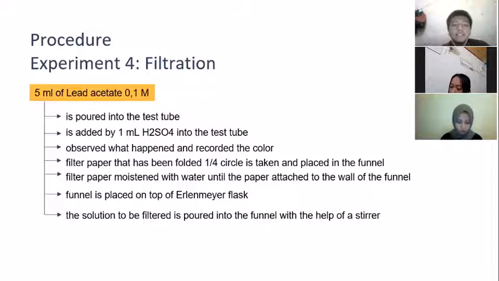Filter paper that has been folded into a quarter circle is taken and placed in the funnel. The filter paper is moistened with water until the paper attaches to the wall of the funnel. The funnel is placed on top of the Erlenmeyer flask, and the solution to be filtered is poured into the funnel with the help of a stirring rod.